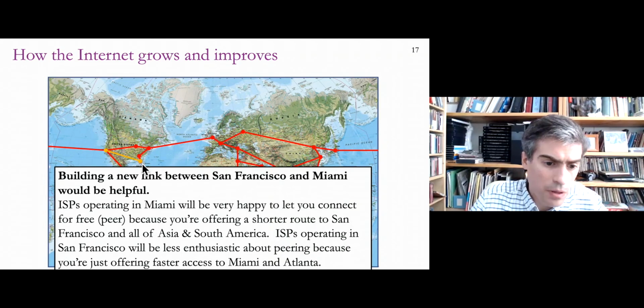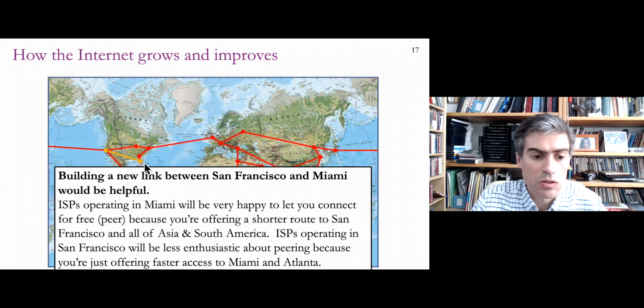Now, for people in Miami, like the customers in Miami, this link provides faster access to San Francisco, but it also provides faster access to Japan, right? Because previously, whenever we wanted to go to Japan, we had to go up through New York. So we can use this link as a shortcut to all of Asia. It reduces the number of hops to reach all of Asia by 3. And that's for Miami, and it also reduces the number of hops to South America. You can't see that because it's covered.